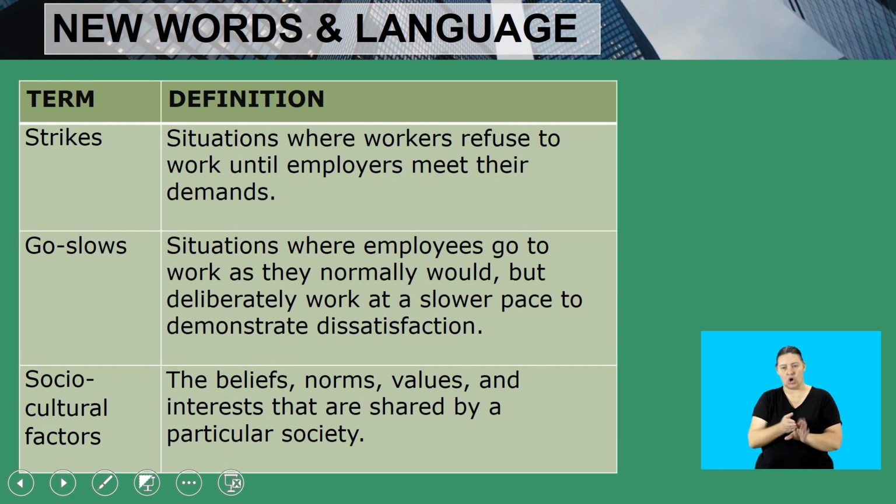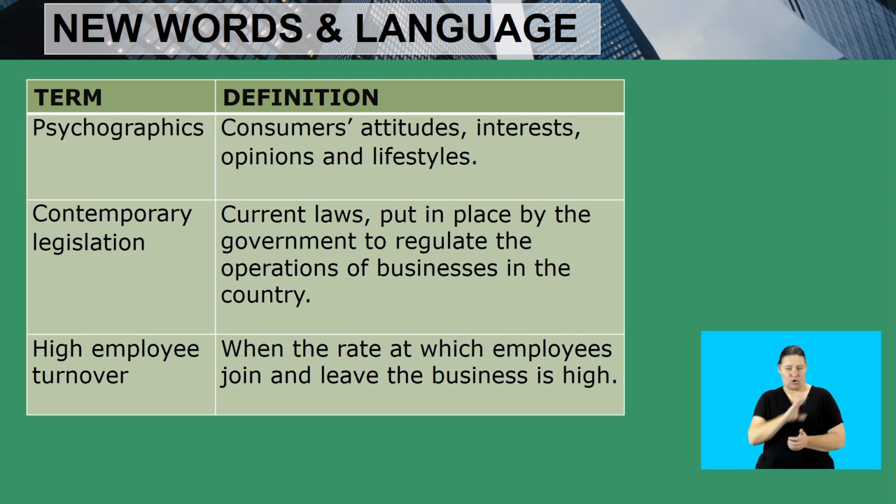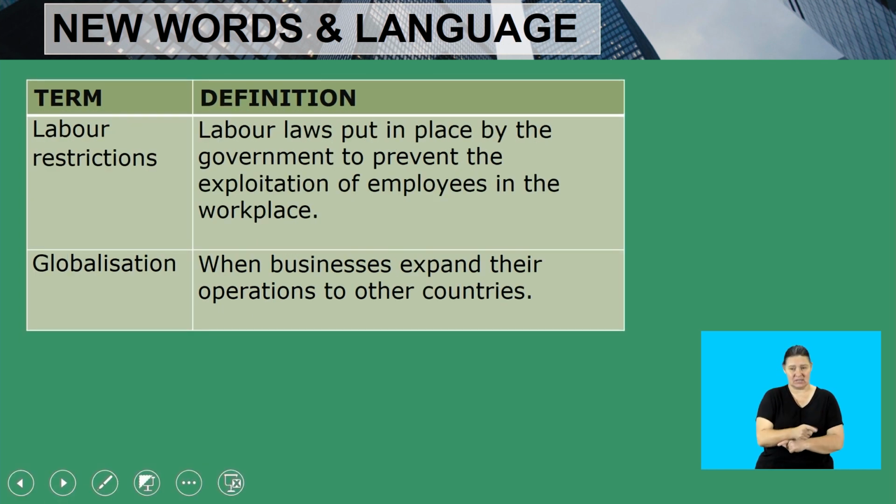Let's move on to other new words. Psychographics, consumers' attitudes, interests, opinions, and lifestyles. Contemporary legislation, current laws put in place by the government to regulate the operations of businesses in the country. High employee turnover, when the rate at which employees join and leave the business is high. Then we move on to labor restrictions, labor laws put in place by the government to prevent the exploitation of employees in the workplace. Then we have globalization, when businesses expand their operations to other countries.